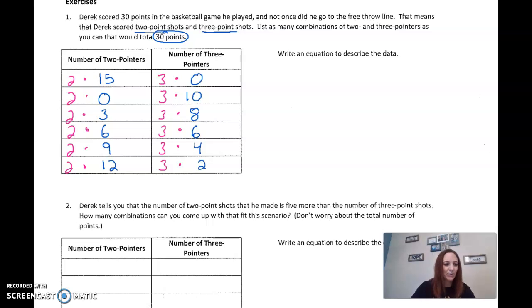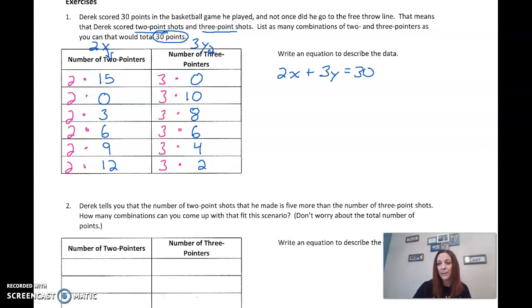So again, for each one of these, we went 2 times the number of 2-pointers. I'm going to say that the number of 2-pointers is x. So this is 2 times x, and the number of 3-pointers is y, so I'm going to say 3 times y. If we take 2 times our number of 2-pointers and 3 times our number of 3-pointers and add them together, that has to equal 30 points. So x represents the number of 2-pointers, and y represents the number of 3-pointers. This equation describes this situation here.